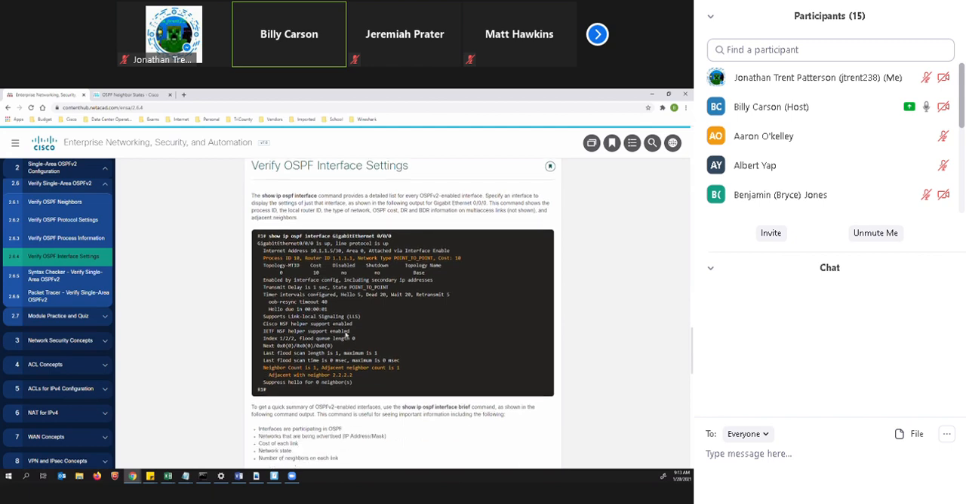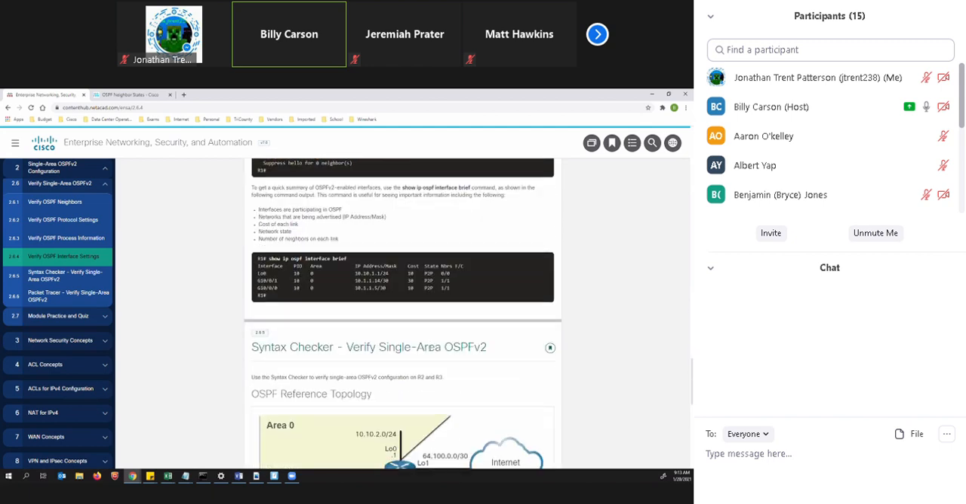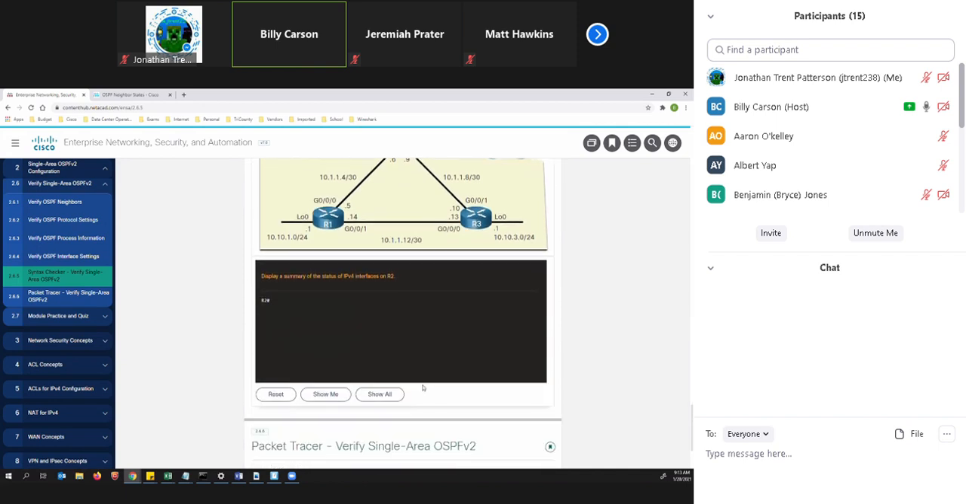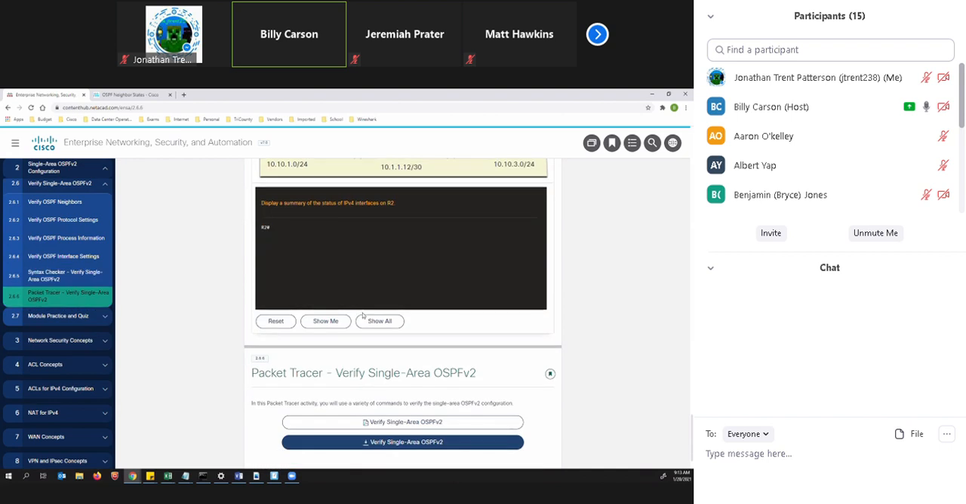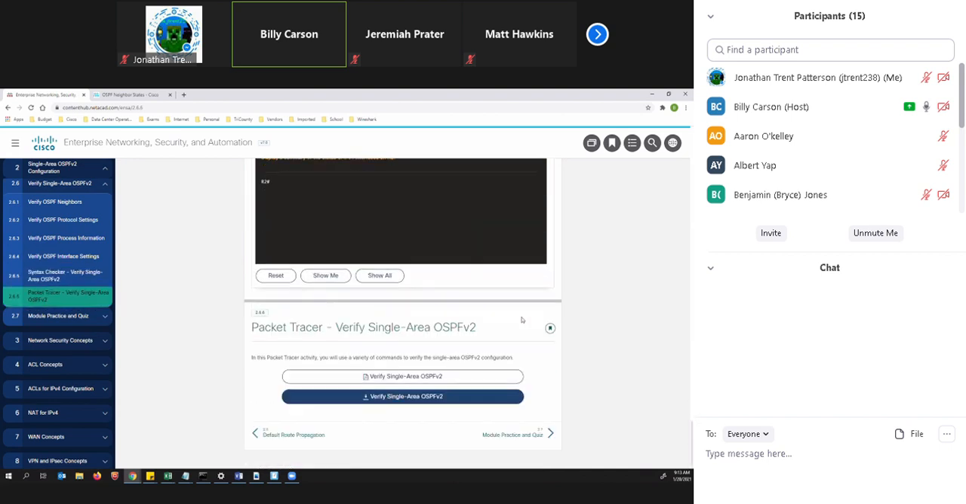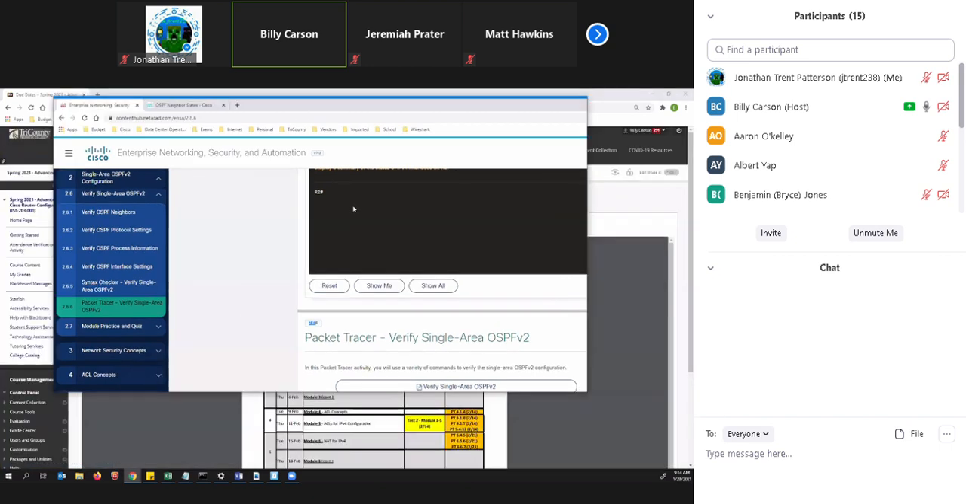Again, just verifying different things about it. Okay, I'm not going to type all these summary commands here, or show commands. So yeah, I think the lab will have you go through and verify it with your labs and stuff. So we're in here, so this one's part of it, 2.6.6, verifying single area OSPF. And again, a single area, as opposed to multiple areas. This is just that single area. And yeah, 2.6.6, you can see it right here.